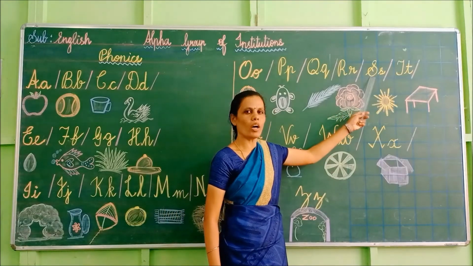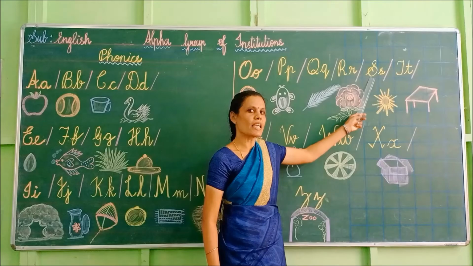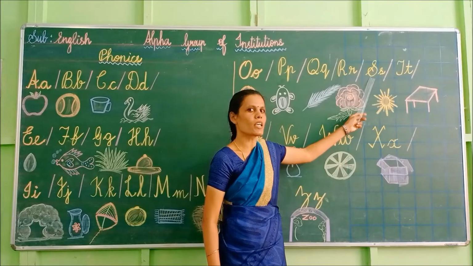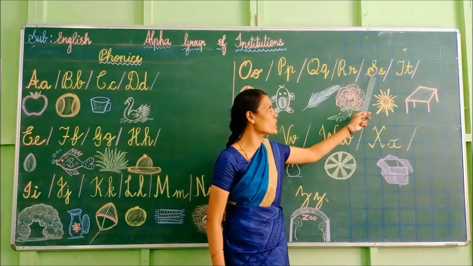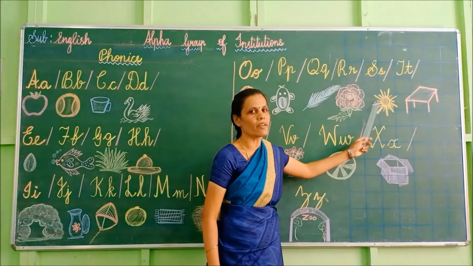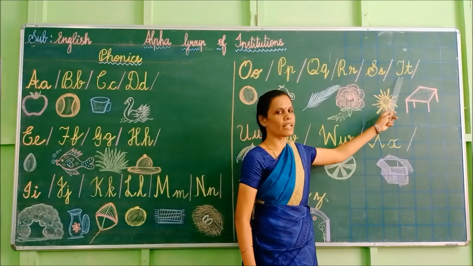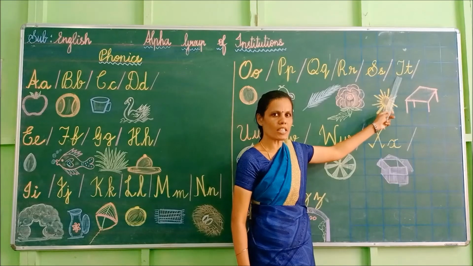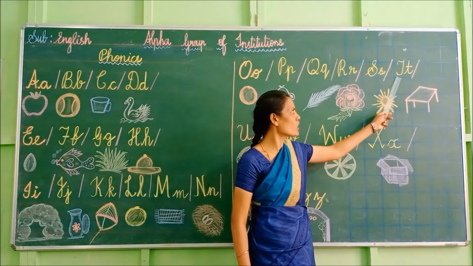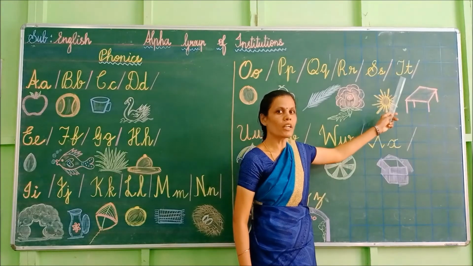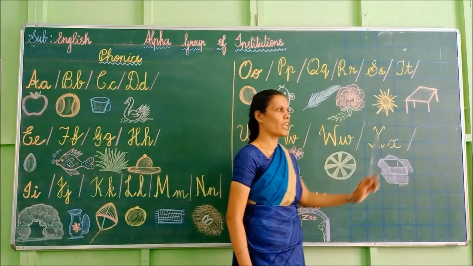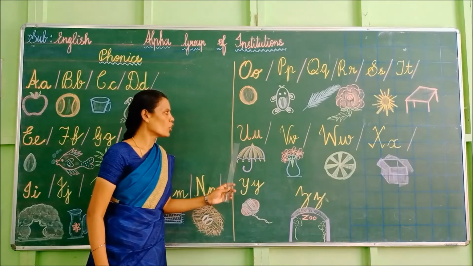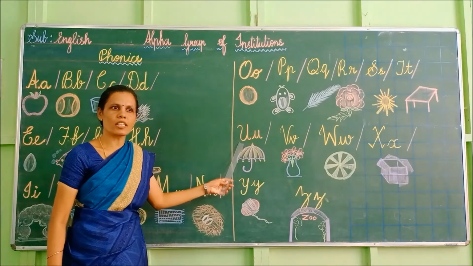Next one is what? S. S sounds S. Sun. Next one. T. What letter is this? T. T sounds T. Table. Next one. U. What letter is this?